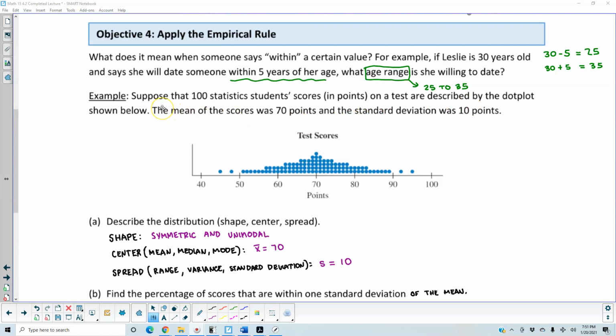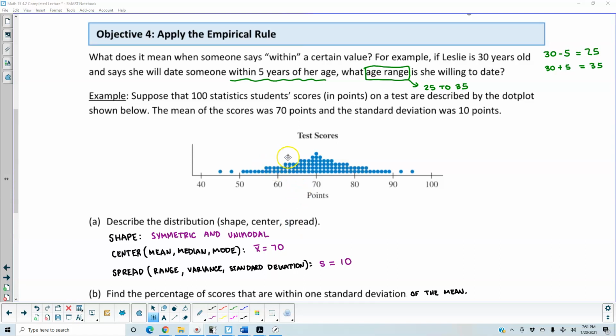Now, for example, suppose that 100 statistics students' scores in points on a test are described by the dot plot shown below. The mean of the scores was 70 points, and the standard deviation was 10 points. So for part A, we want to describe the distribution: the shape, the center, and the spread.